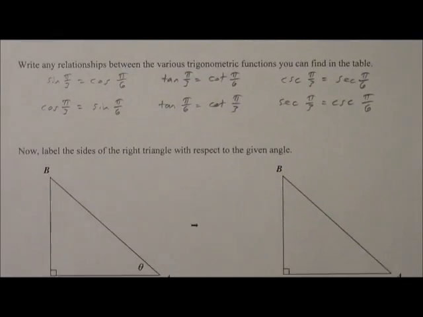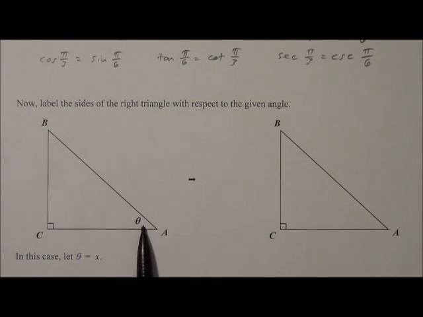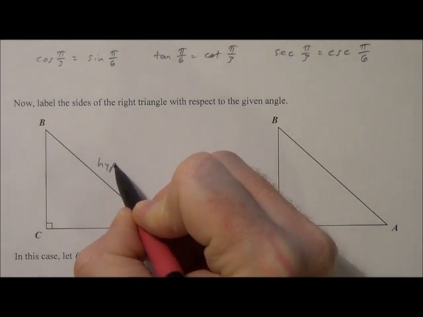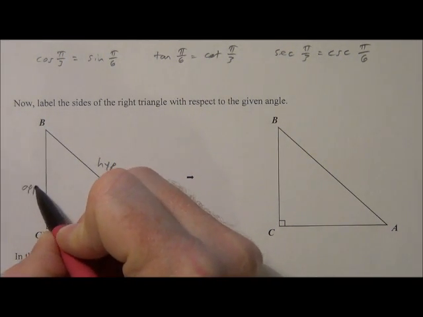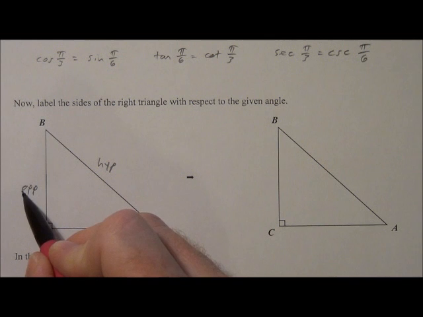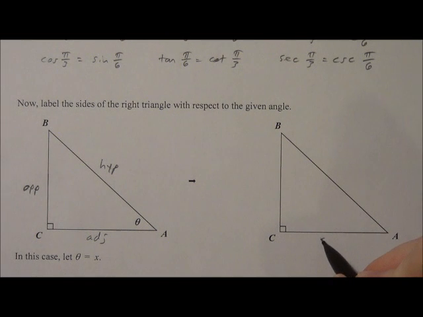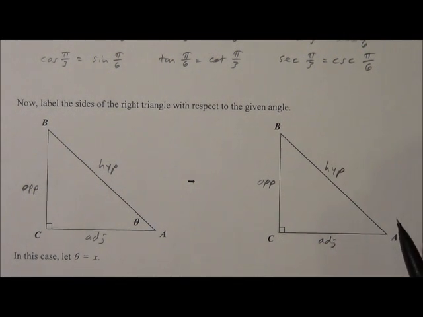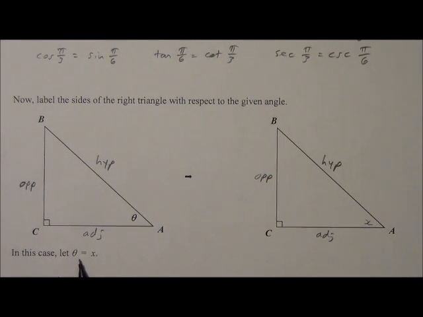Okay, so now let's focus on these triangles. We'll start here, focusing on this angle theta, angle A. We know that this is the hypotenuse, and the side across from that angle is the opposite, and the side beside it is the adjacent. Okay, so now, of course, the adjacent, opposite, and the hypotenuse. Let's say that this is angle x. So we're going to let theta equal x.